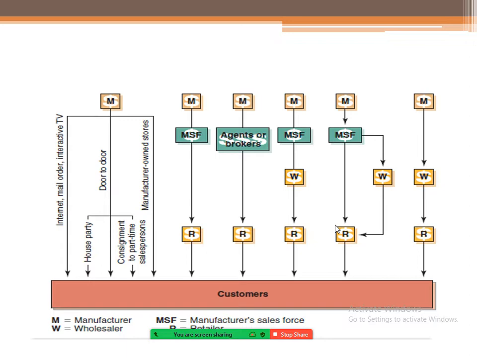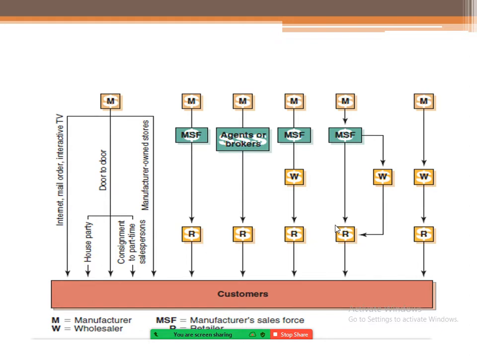Then in the second we have manufacturers, then the manufacturer's own sales force, and directly to retailers. They will distribute, and retailers to customers. Or the typical one, at the last, you can see manufacturers to wholesalers, wholesalers to retailers, and retailers to customers. And in between you can have agents or brokers, or maybe you will include wholesalers, or you may skip wholesalers, or you may have a combination of direct to retailer and through wholesalers to retailers also. So it is a complex thing.